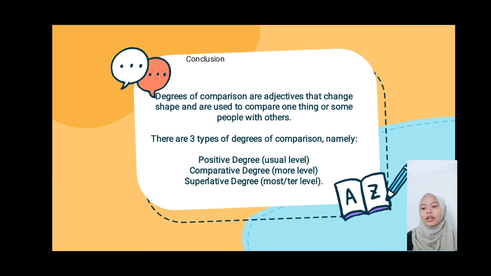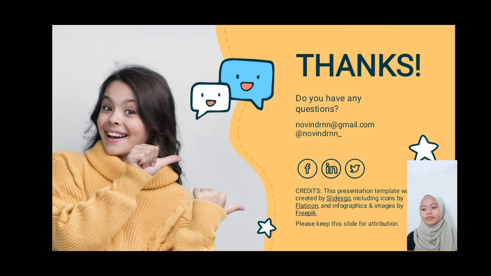Conclusion. Degrees of comparison are adjectives that change shape and are used to compare one thing or some people with others. There are 3 types of degrees of comparison, namely the positive degree or usual level, the comparative degree or more level, and then the superlative degree, most or third level.